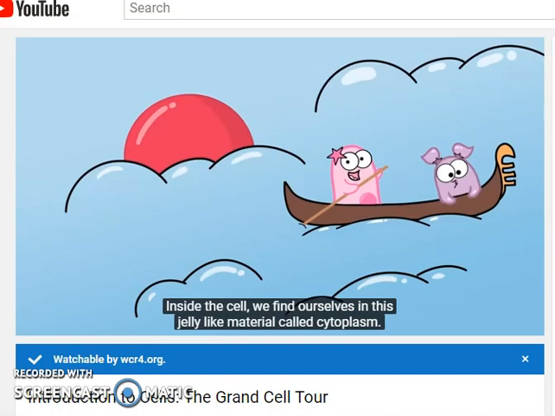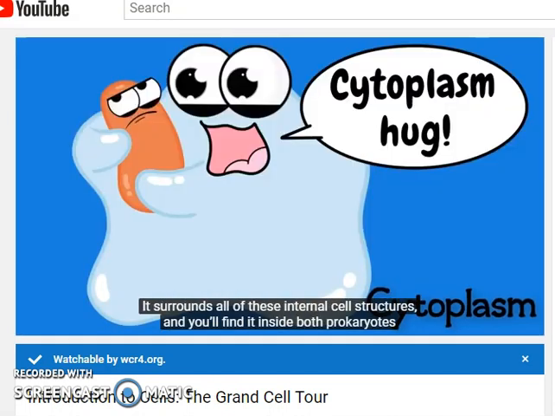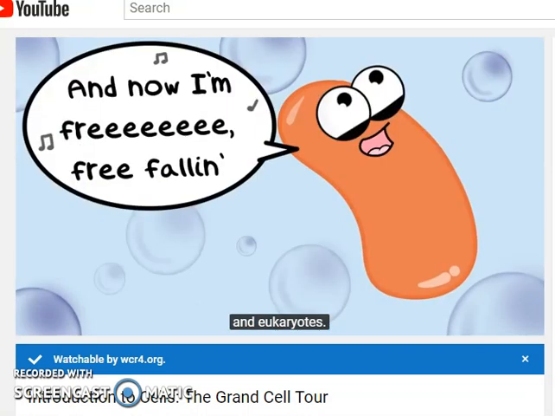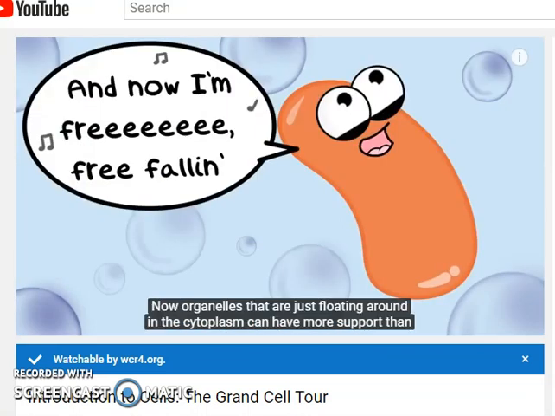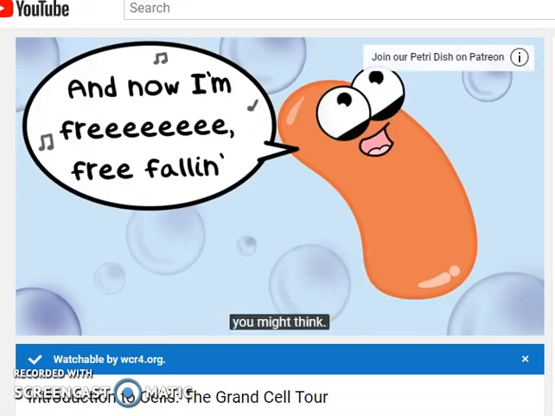Now inside the cell, we find ourselves in this jelly-like material called cytoplasm. It surrounds all these internal cell structures, and you'll find it inside both prokaryotes and eukaryotes. Now, organelles that are floating around in the cytoplasm can have more support than you might think.